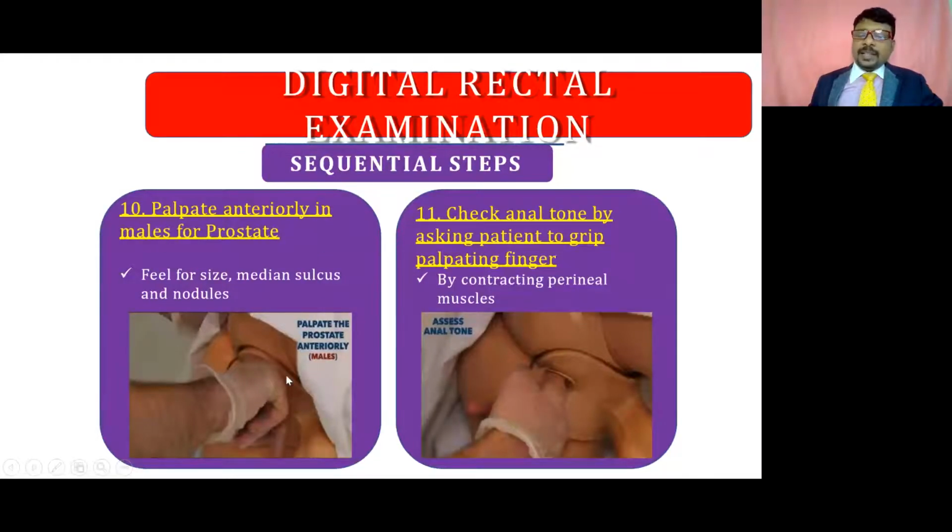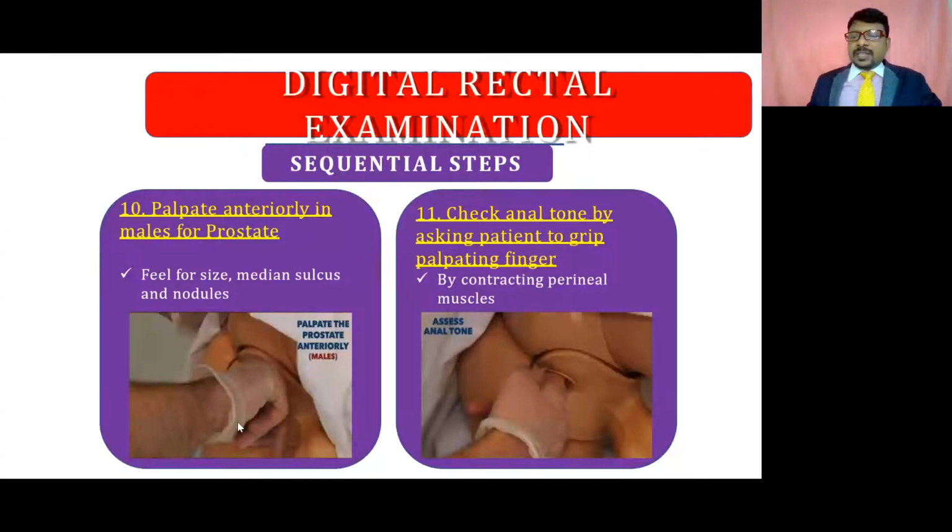Anteriorly, at the 6 o'clock position, on the anterior side, feel the size, the median sulcus and any nodule. Here they are going to feel the prostate anteriorly in males, because males have the prostate gland. This prostate gland may enlarge as age grows. As age grows, they may get benign prostate hyperplasia, that is, enlargement of the prostate. So this is the 10th step.